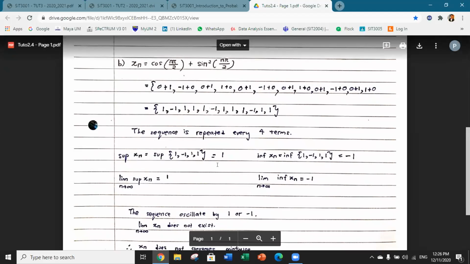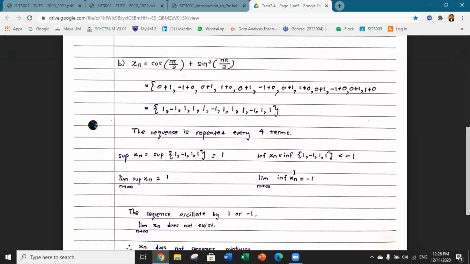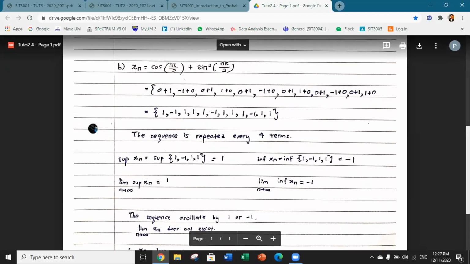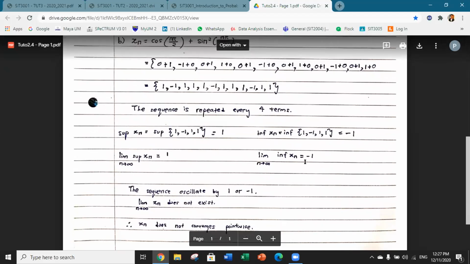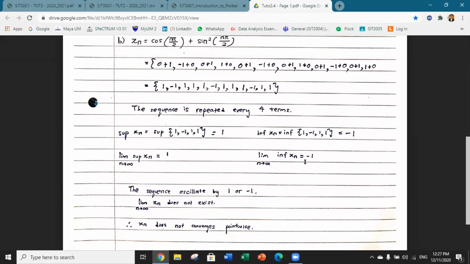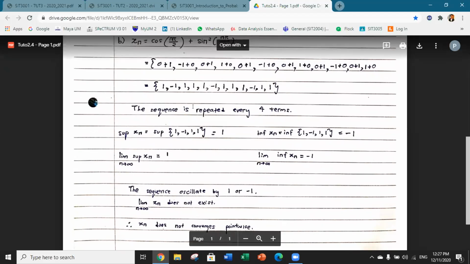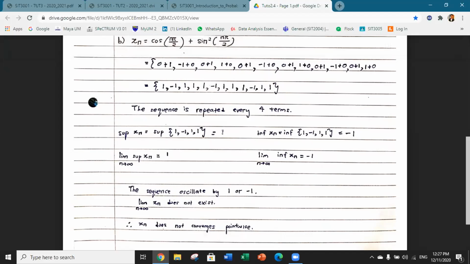Because you look at the whole thing. Your basic argument is just that the sequence won't get out of 1 and it won't get out of -1. So that's all. You can just say your sup of xn is equal to 1 and your infimum is equal to -1.